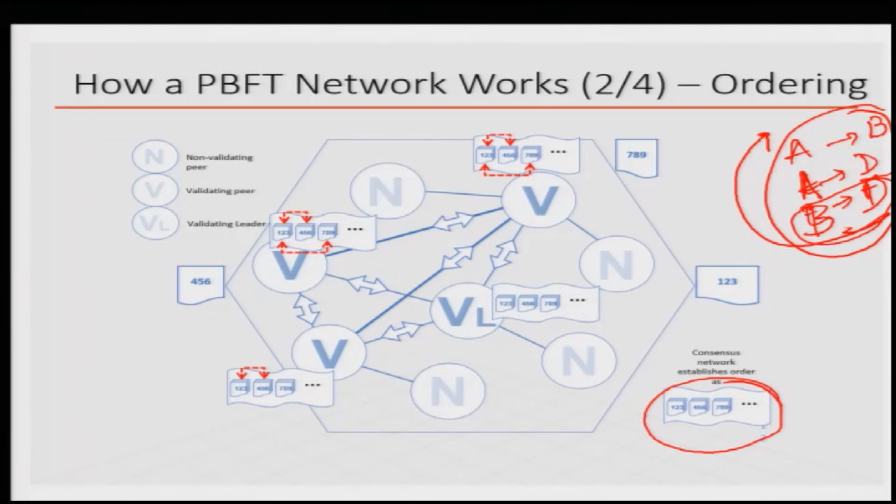And if the order they choose remains the same, then when these peers get the blocks, and let us say B to D came first, which is what the orderers decide, then they will say this transaction is invalid because B cannot give money to D.